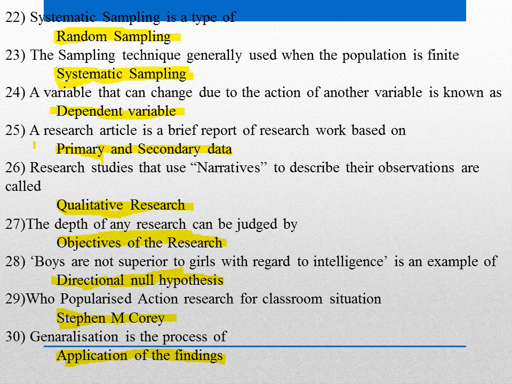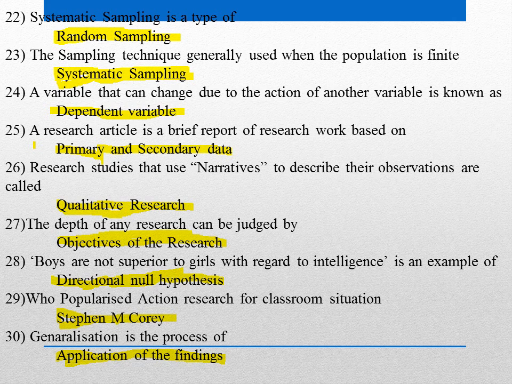Systematic sampling is a type of random sampling. Next, the sampling technique generally used when the population is finite, systematic sampling. Next, a variable that can change due to the action of another variable is known as dependent variable. Next, a research article is a brief report of research work based on primary and secondary data.